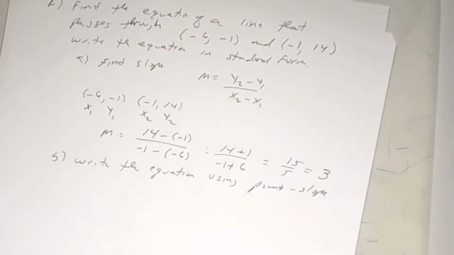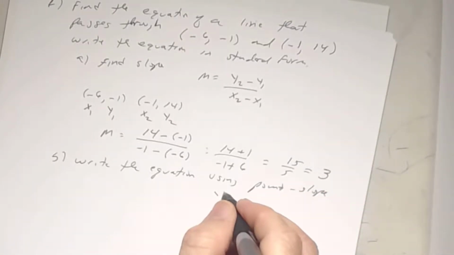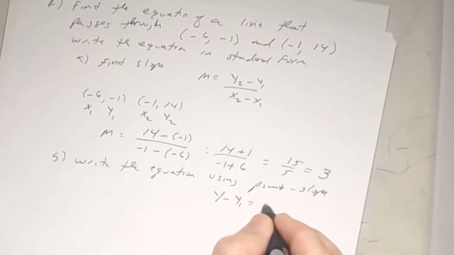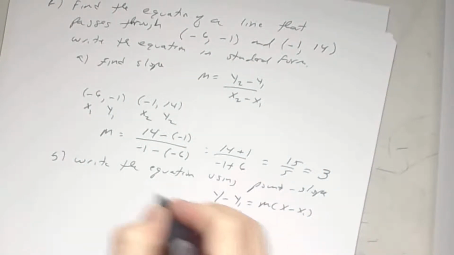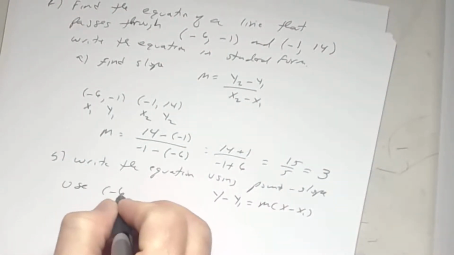All right, so what's the formula for point slope? Y minus y1 equals the slope times x minus x1. All right, now in order to use it, you got to know the slope. And I do, what's the slope? 3. And you need to know one point. Which point do you want to use? It does not matter. Just tell me which one. Negative 6, negative 1? Okay. All right, so we're going to use negative 6, negative 1.